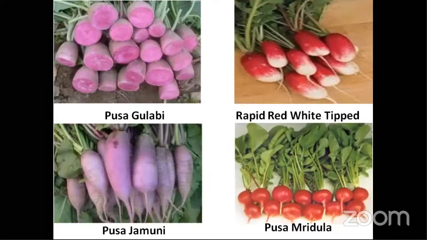Nextly, here we can see the Pusa Gulabi, Jamuni. As I told, they are anthocyanin rich. They are a little pinkish in tinge, and the radish is red, white tipped. And nextly, the Pusa Mrudula, which is also generally red in color.